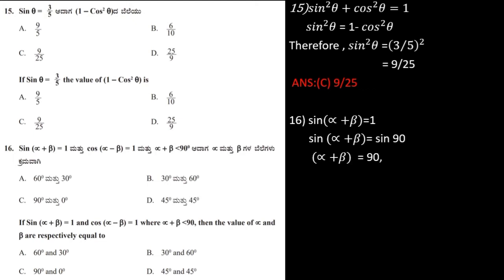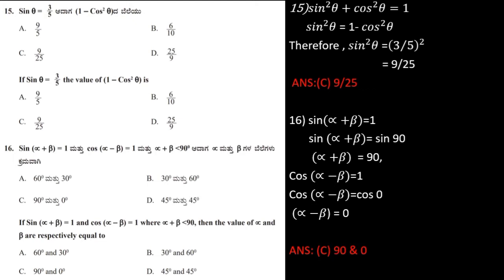Next, cos of alpha minus beta they gave is equal to 1. What is the angle whose cos is 1? That is 0. Therefore we can write cos of alpha minus beta is equal to cos 0. Cos vanishes, we will get alpha minus beta is equal to 0. Therefore, what do we get as the answer? From sin we got 90 and from cos we got 0. That is alpha plus beta is equal to 90, alpha minus beta is equal to 0. Therefore option C, 90 and 0, is the correct one.